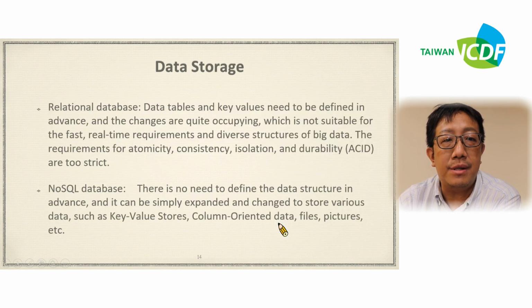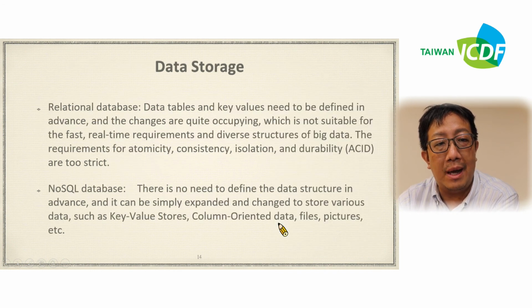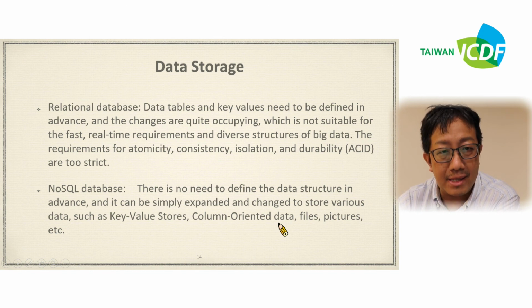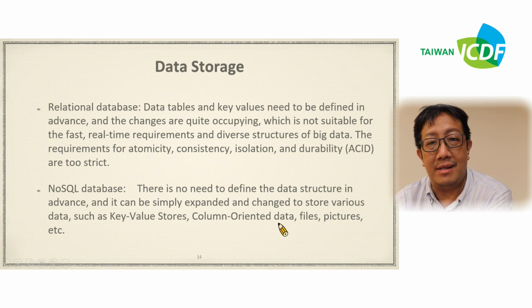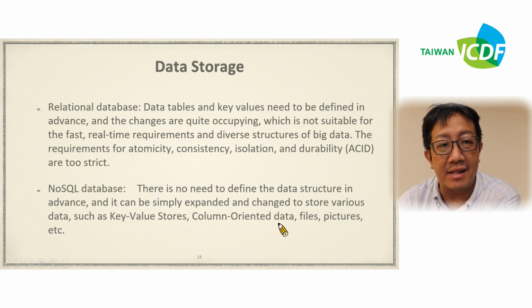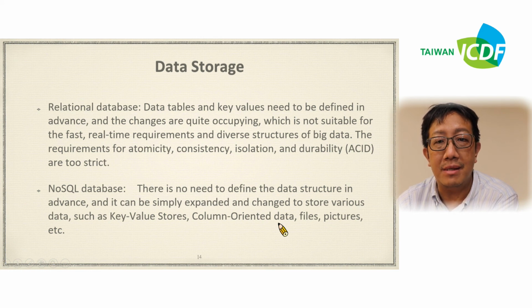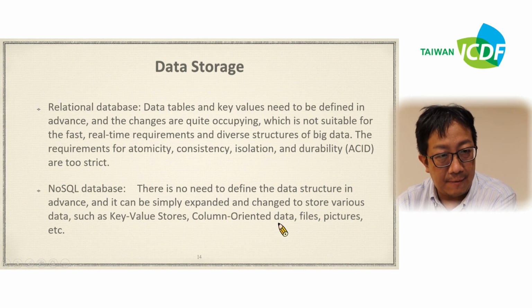The data storage: we have the relational database and the NoSQL database. In relational databases, the data table and the key values need to be defined in advance, and the changes are quite cumbersome, which is not suitable for the fast real-time requirements and the diverse structure of big data. The requirements for atomicity, consistency, isolation, and durability are so strict.